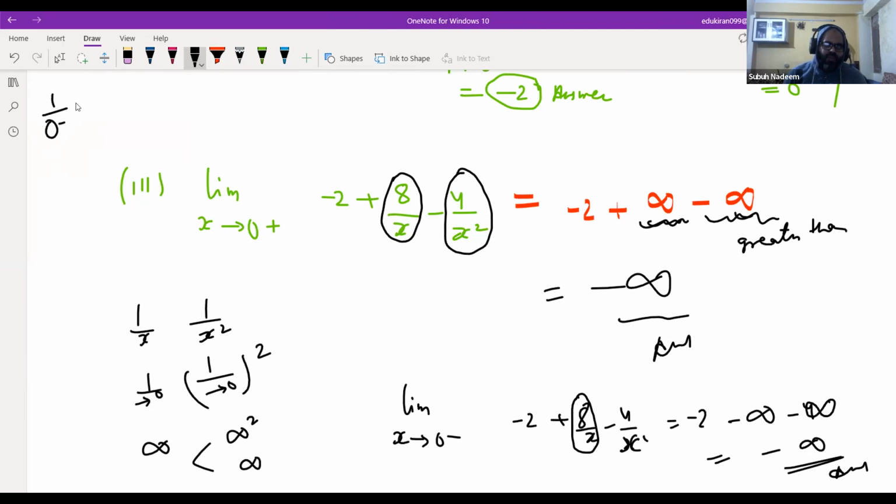One by zero minus will be minus infinity. One by zero plus will be plus infinity.